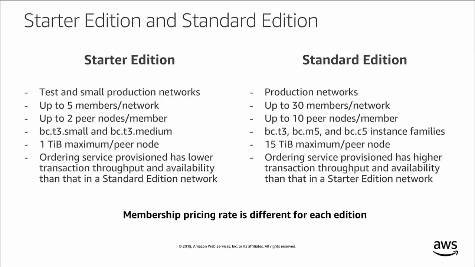Standard Edition is for larger scale networks, higher transaction throughput, and there you can have up to 30 members per network, more peer nodes per member, more instance types to choose from, and a more robust and higher throughput ordering service. So the membership pricing rate is different for each edition, and all of our pricing is available on our website. However, in the preview right now, we are not currently charging for usage.